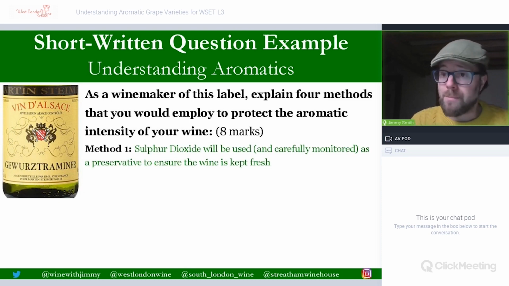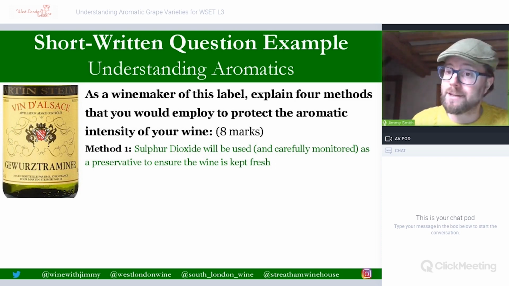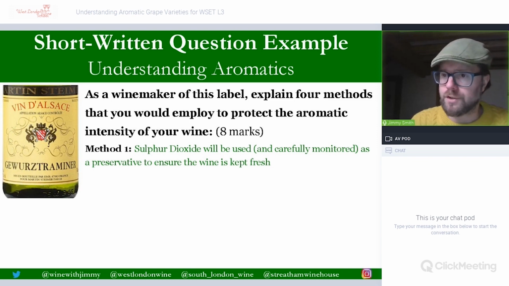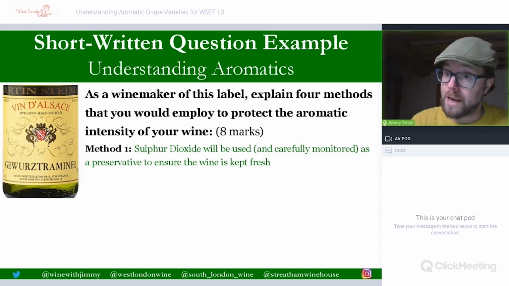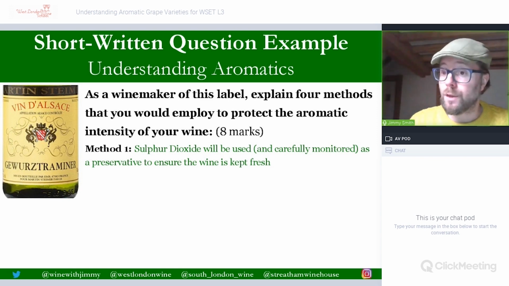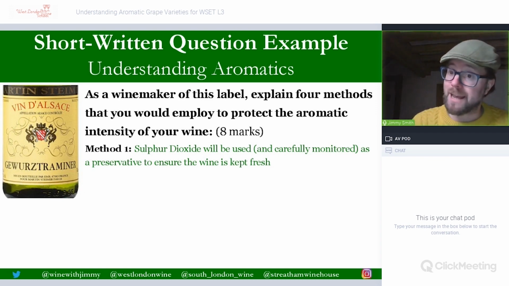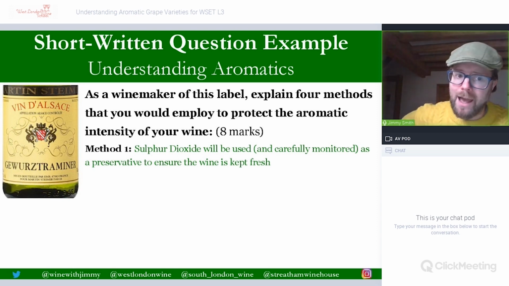Method 1, as we mentioned just a short while ago, sulfur dioxide will be used and carefully monitored as a preservative to ensure the wine is kept fresh. It may be used, sulfur dioxide, at an early stage to kill off wild yeast if you are using cultivated yeast. And cultivated yeast is often employed for aromatic varieties. You'll also find that sulfur dioxide is used, of course, in the wine itself as it goes to bottling to protect it as it goes out to future markets. So sulfur dioxide as a preservative. So make sure you put down sulfur dioxide and then something around it being a preservative.